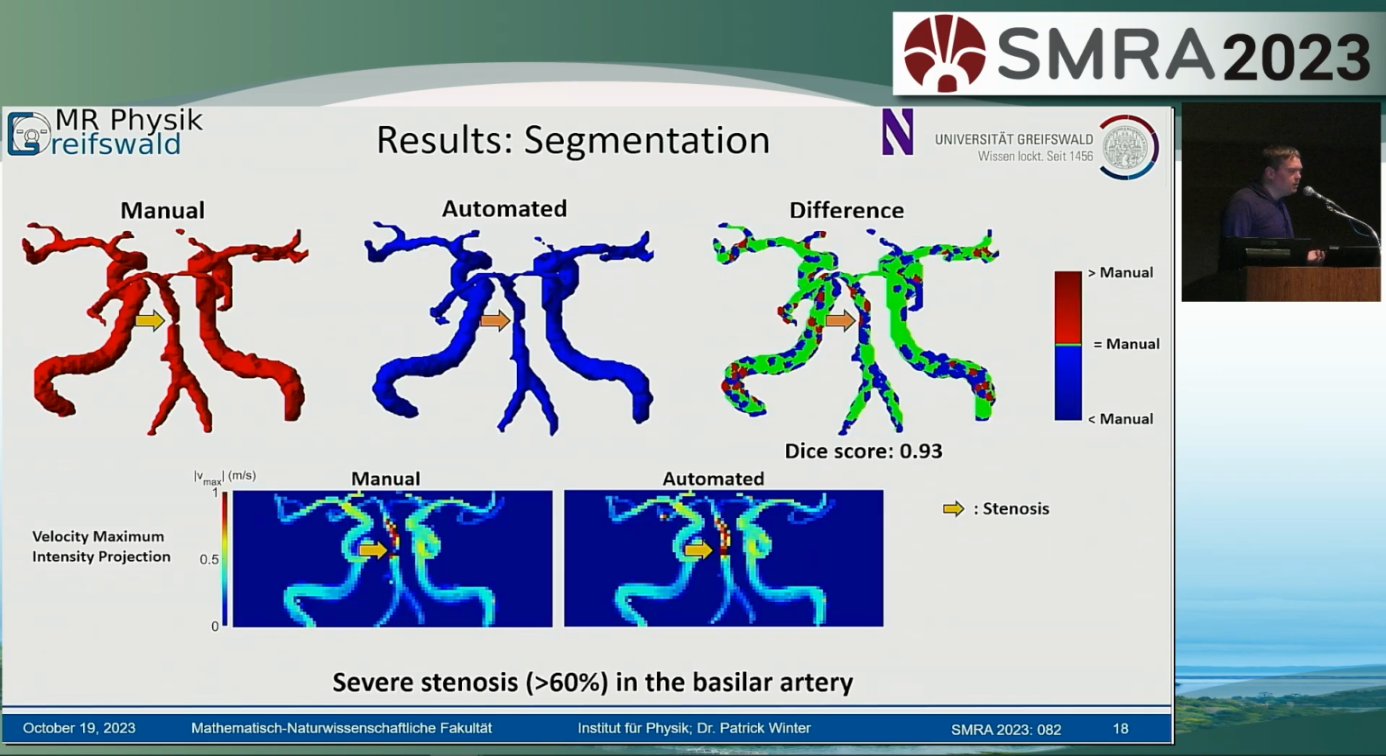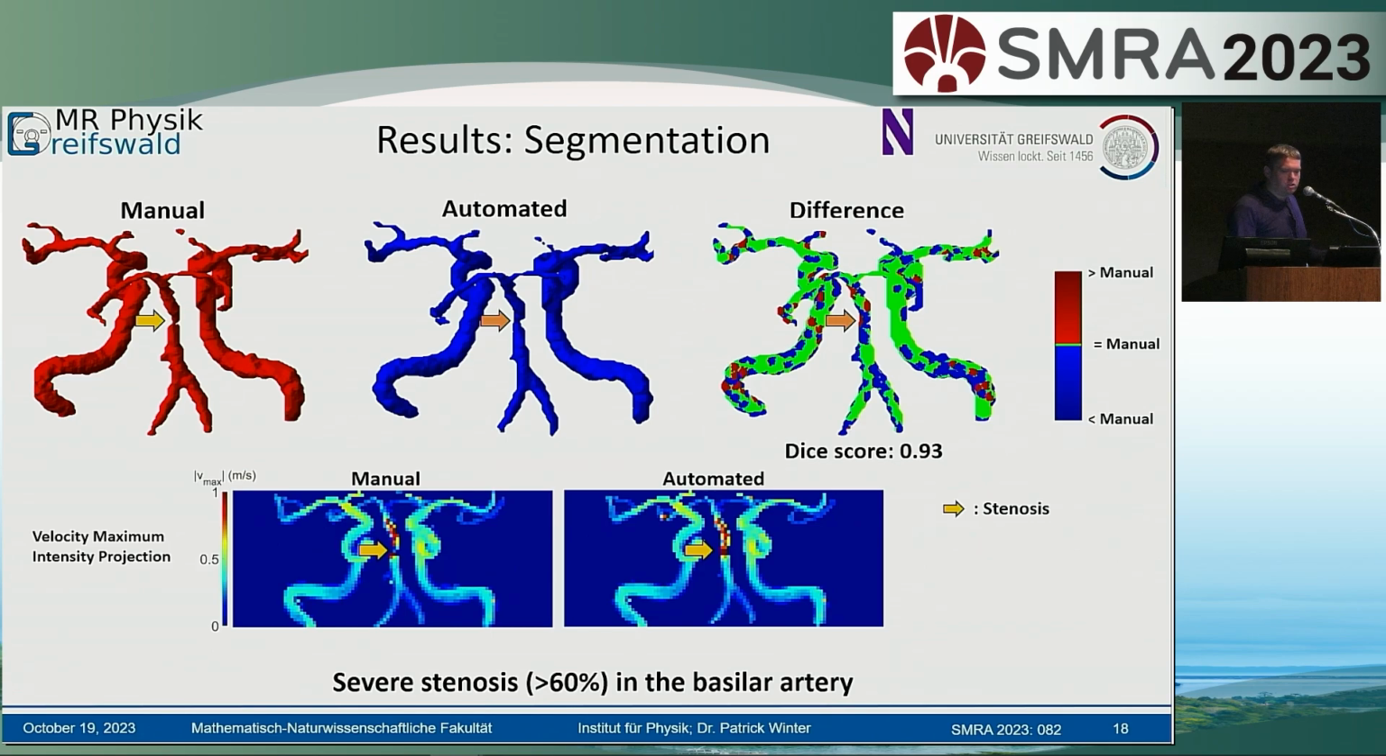Here you can see an exemplary result of an ICAT patient with a severe stenosis in the basilar artery. And here you can see that the automated segmentation is in very good agreement with the manual segmentation. Actually, in this case, we achieved a dice score of 0.93. And the agreement is also reflected by this difference map by the green regions. And you can also see very good agreement if you look at the maximum intensity projection maps of the peak velocity values.